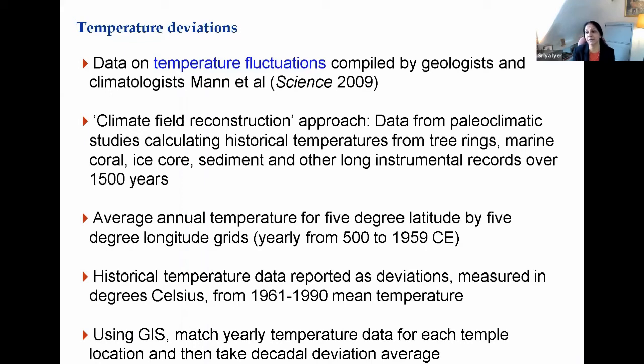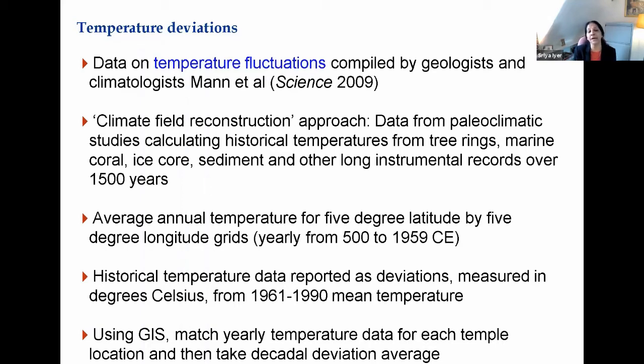Mann et al. have presented this data, and many economic historians have used this for various studies across the world. It essentially uses a climate field reconstruction approach. You have data from paleoclimatic studies, which calculate historical temperatures from tree rings, marine cores, ice cores, sediment, and other long instrumental records over 1,500 years. And what the Mann et al.